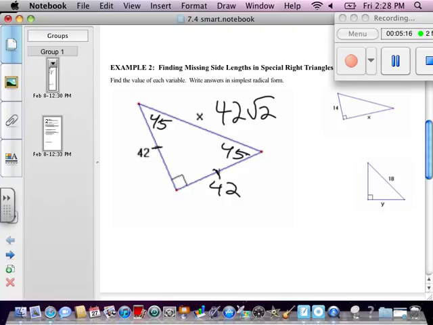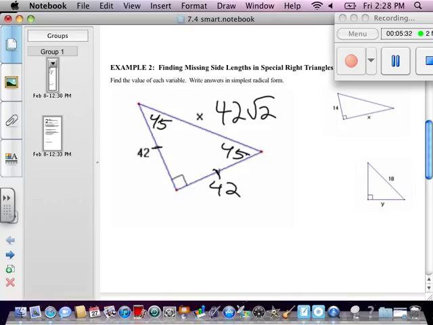Do you have any questions about that? All we did was multiply it by the square root of 2. It says it wants it written in the simplest radical form, so we just leave it just like this. We're done. Okay, let's talk about B.